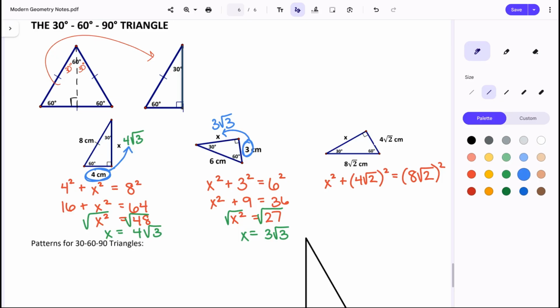Okay. Now, what happens over here? Because this is kind of complicated. What happens in this first set?